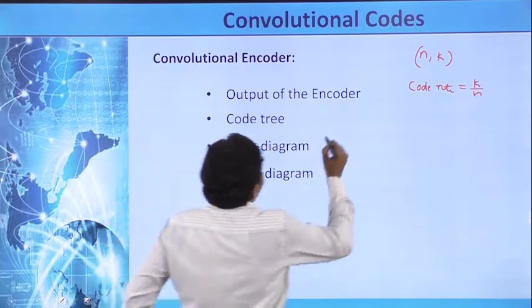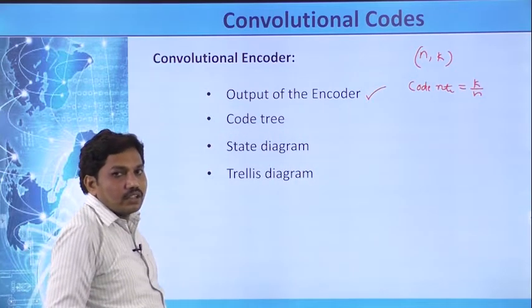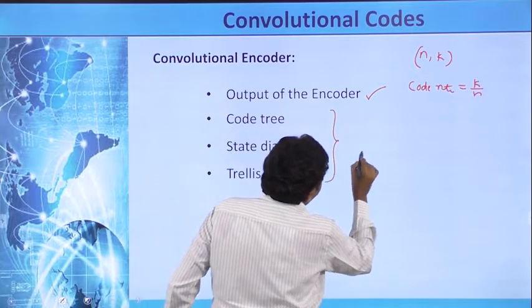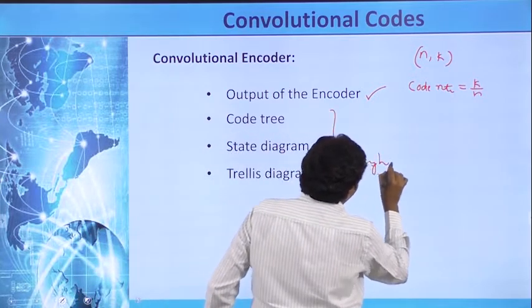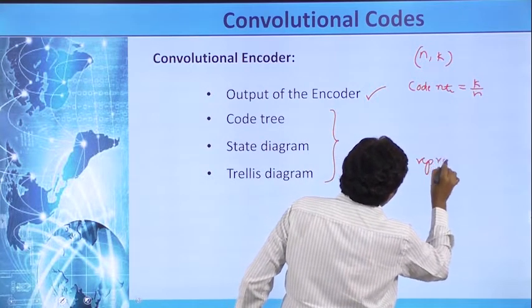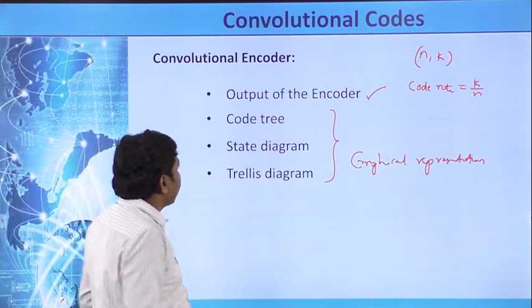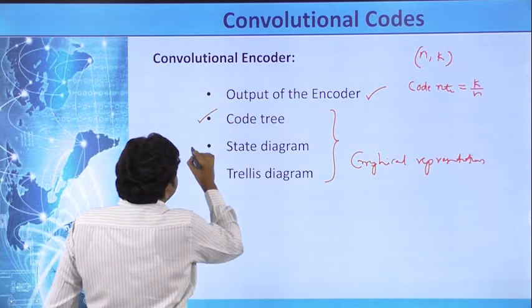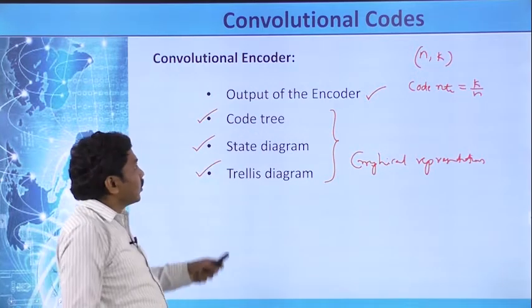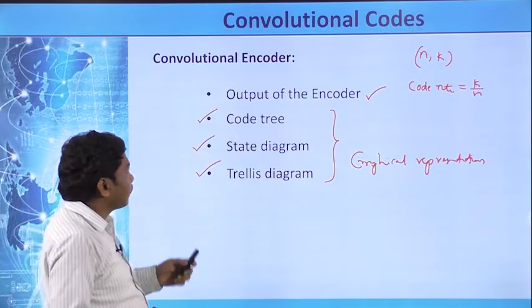So there are various methods to get the encoded output. First one is directly the output of the encoder. The second, and these three are the graphical representations of the encoder, which are nothing but code tree, state diagram, and the trellis diagram. So we will discuss these four one by one in detail.